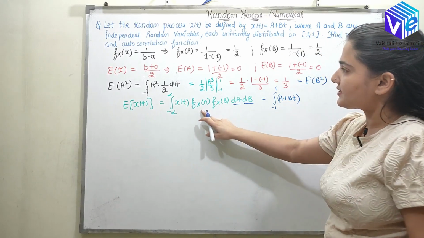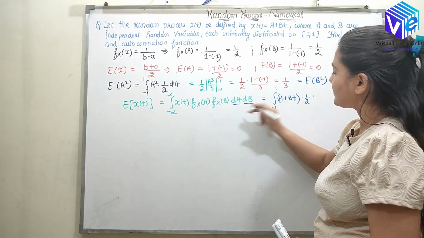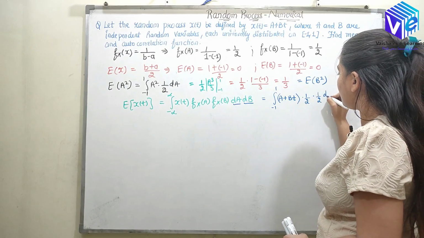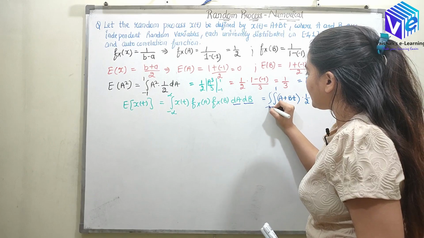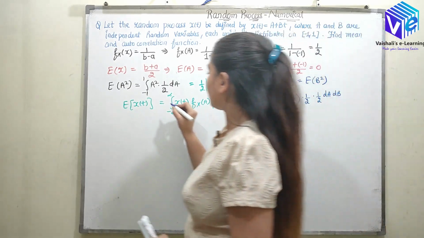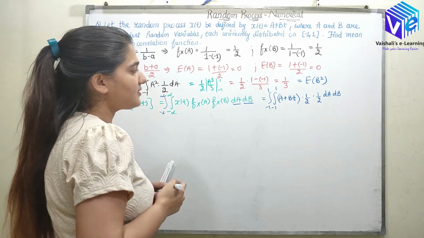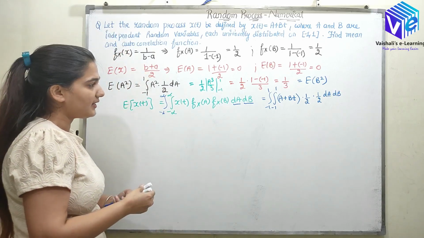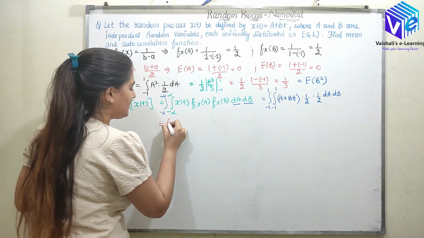Now f_X(a), what was f_X(a)? It was 1 by 2. What was f_X(b)? It was also 1 by 2, dA dB. So here I'll be taking two limits because I am integrating over two random variables. First I'll be integrating over dA. So let's find out what the answer would be.